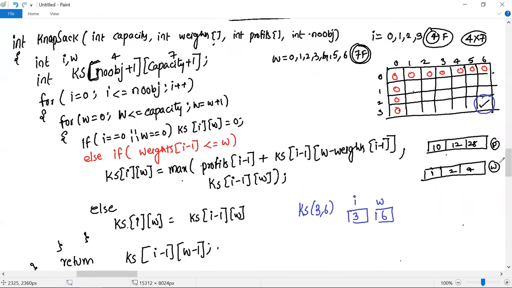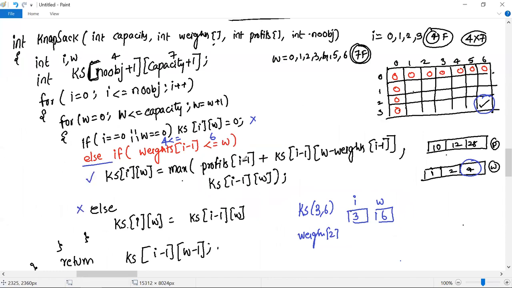Now, definitely this condition is not satisfied. Now we are at this condition. What is the meaning of weights of I minus 1? Weights of 2. What is weights of 2? 4 less than or equal to current capacity is 6. 4 less than or equal to 6 is what? True. Means this code is executed, the other code is not executed.